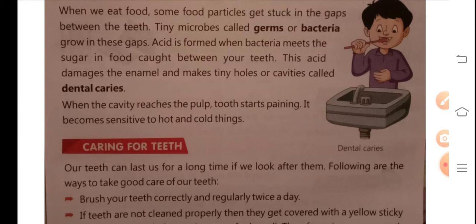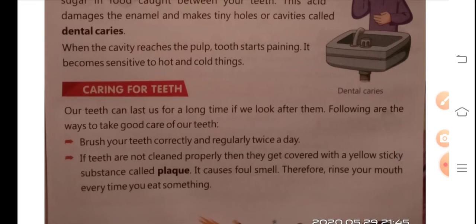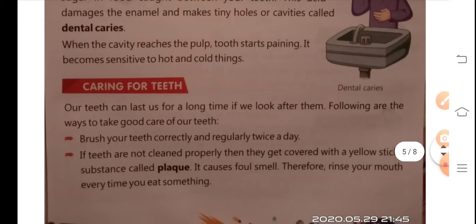It means when we eat food, some particles stay between the teeth, and this acid damages the enamel and makes tiny holes or cavities called dental caries. When a cavity reaches the pulp, the tooth starts paining.